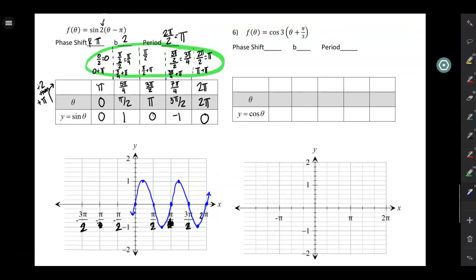Okay, I would recommend hitting pause here and trying number 6 on your own. You'll probably get stuck at times, so hit pause, come back to this when you need to, but I would recommend trying it on your own for a little bit.